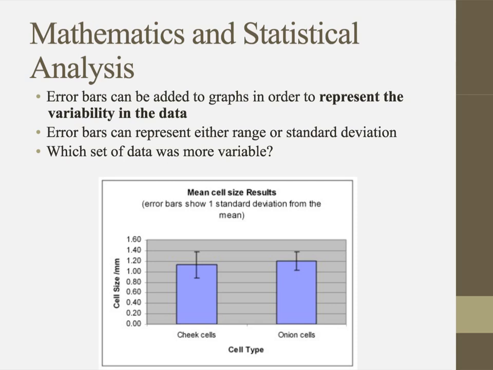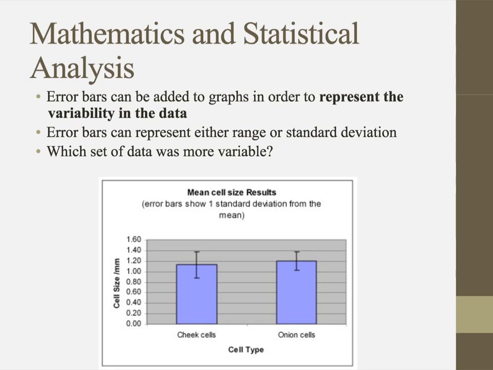To incorporate that kind of information into your graph, you're going to be adding something called an error bar. Now, this is kind of a crappy name for something because errors kind of have a bad connotation. They're not necessarily errors like you did something wrong, okay? These bars represent the variability in the data. Okay, so they tell us how big of a spread those data points are. Error bars can either represent the range or something called standard deviation. Don't worry if you don't know what that is yet. We'll get to that in a little bit.